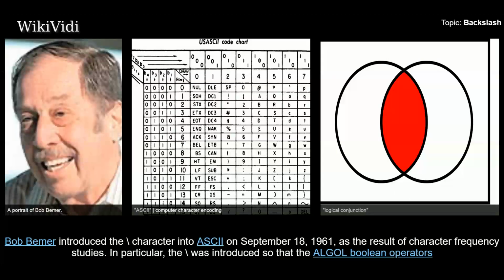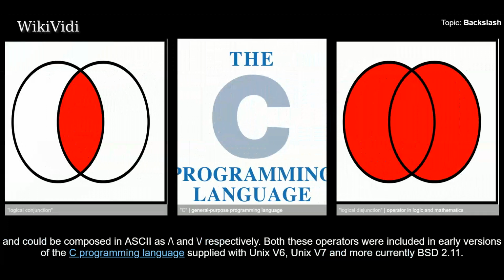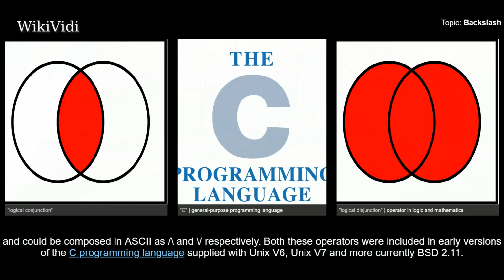Bob Bemer introduced the character into ASCII on September 18, 1961, as the result of character frequency studies. In particular, the backslash was introduced so that the ALGOL Boolean operators AND and OR could be composed in ASCII as slash backslash and backslash slash respectively. Both these operators were included in early versions of the C programming language supplied with Unix v6, Unix v7 and more currently BSD.